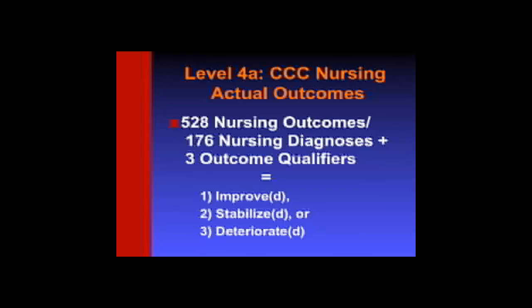The actual outcome is the last step of the nursing process and is used to evaluate and measure the outcomes. As previously stated, each of the 176 nursing diagnoses is combined with one of three qualifiers: improved, stabilized, or deteriorated, to form the 528 actual outcomes representing the results of the care process.